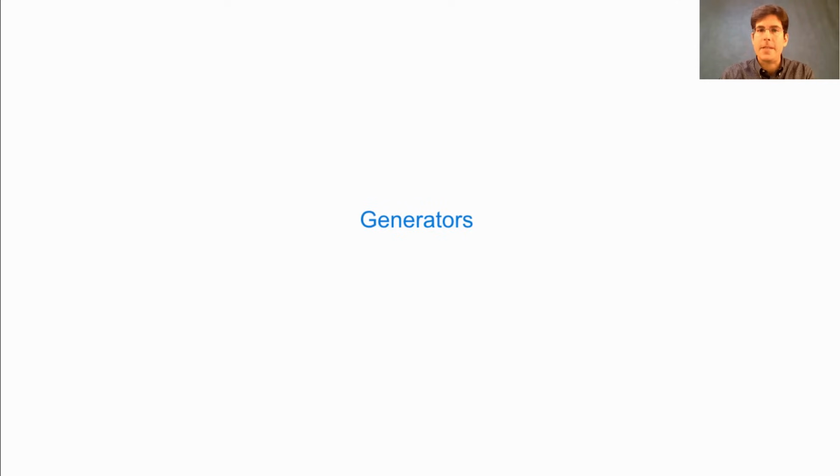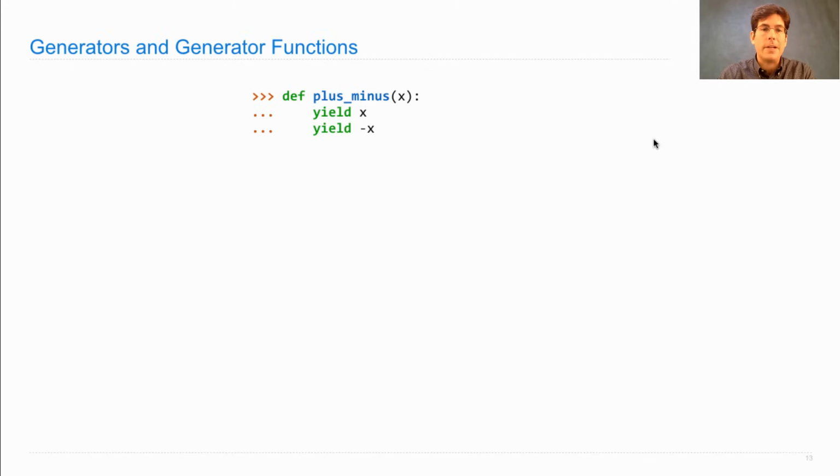A generator is a special kind of iterator, just like a map object is a special kind of iterator. The thing that's special about a generator is that it's returned from a generator function. A generator function looks like a regular function. Here's an example. The difference is that it uses the yield keyword instead of return in order to return values.